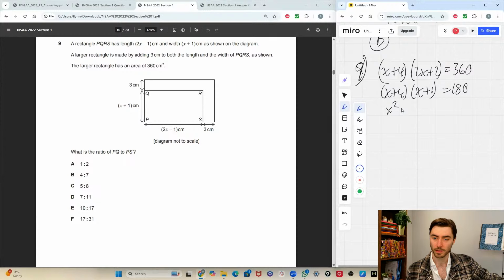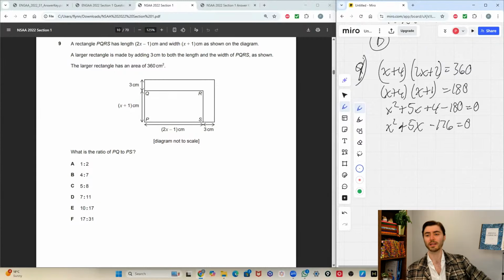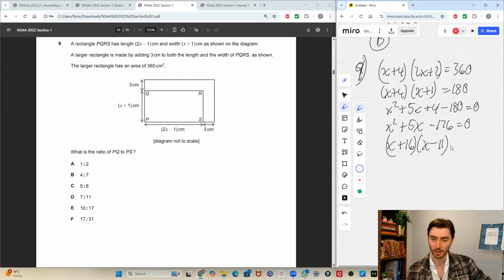X squared plus 5x plus 4 minus 180 is 0. So that's, oh, this is not going to be fun. Minus 176. Well, that's 16 times 11, so that works. So (x plus 16)(x minus 11). So x is either equal to minus 16, which it can't be, or x is equal to 11. And so that becomes a ratio of 12 to 21, which becomes 4 to 7, which is B.